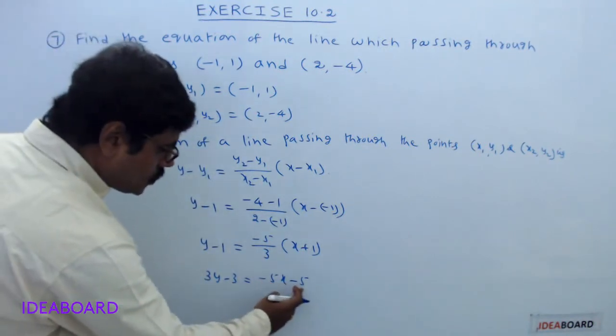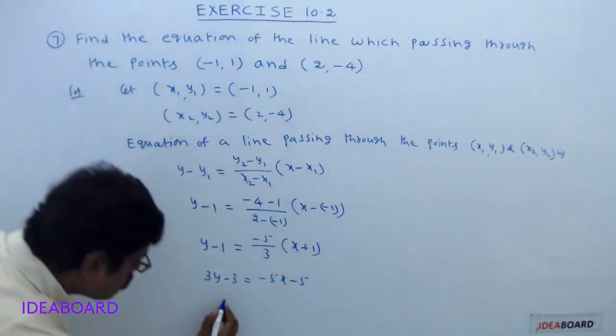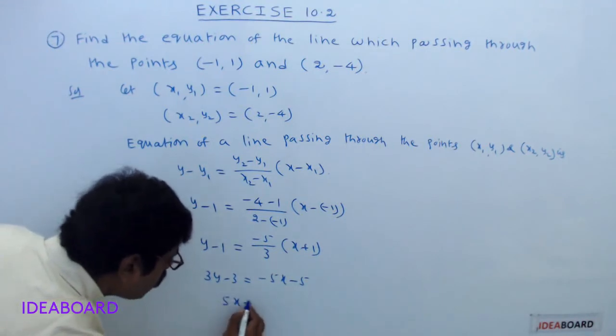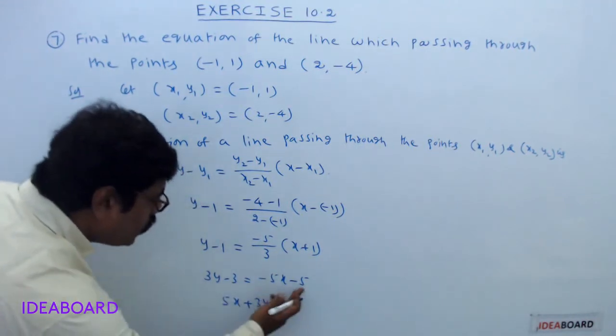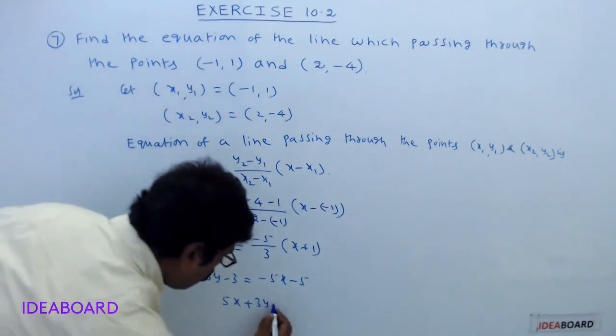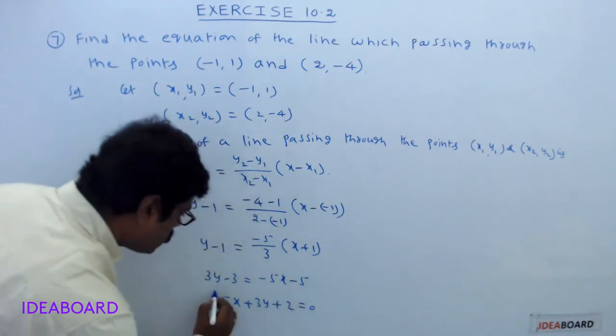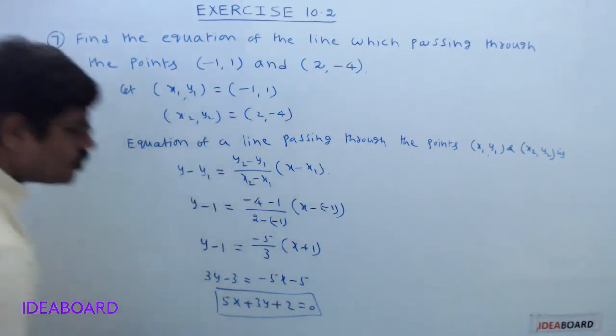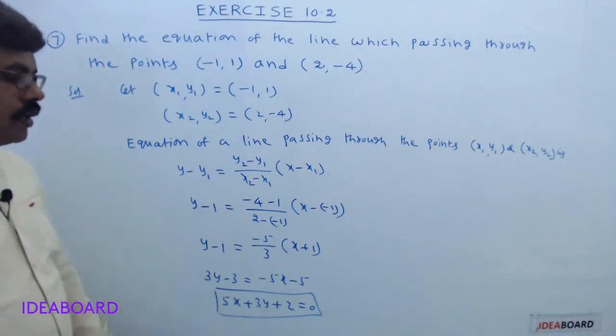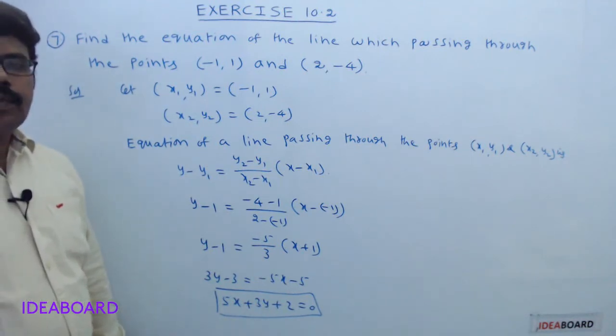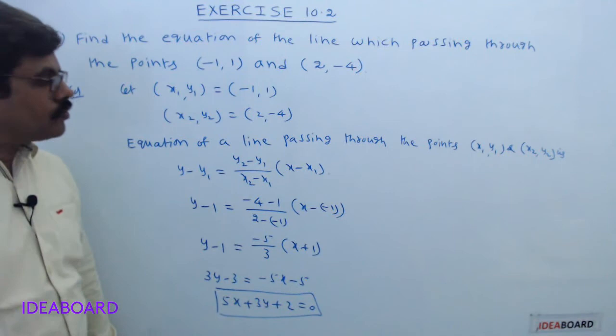So bring these two terms from RHS to LHS. It should be 5x plus 3y plus 5 minus 3, plus 2, equals 0. So the required equation of the line is 5x plus 3y plus 2 equals 0.